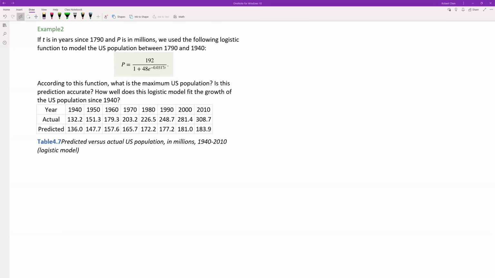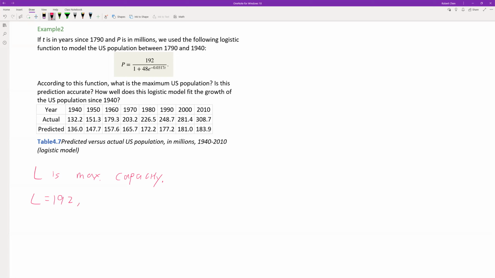All right, let's look at this example together. We have t in years since 1790, P in millions, and we're using this logistic model to model US population between 1790 and 1940. According to this function, what is the maximum US population? We talked about this earlier. L is max capacity, usually the upper bound, or how high we can go. So in this case, L is equal to 192.